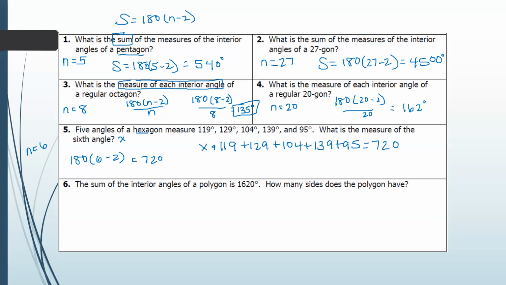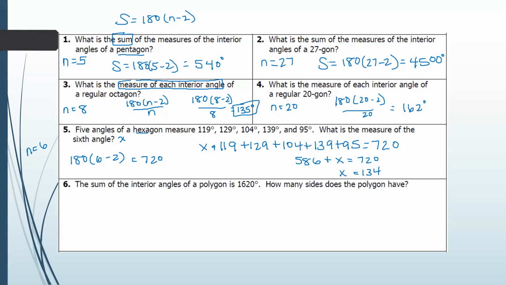So there I have an equation. Combine all of my like terms, add the 119, the 129, 104, 139, and 95, and get 586. I can't combine that with the x since it's not a like term. I'll subtract 586 from both sides, and I get 134.